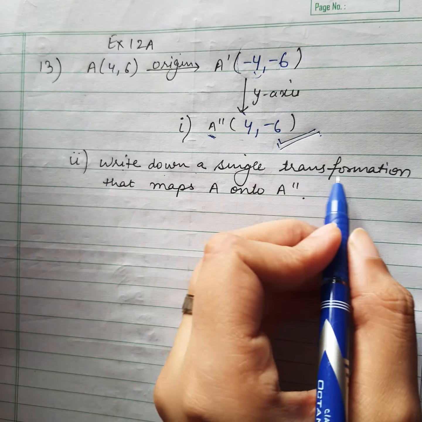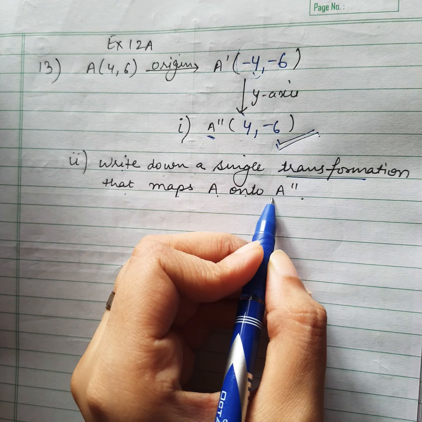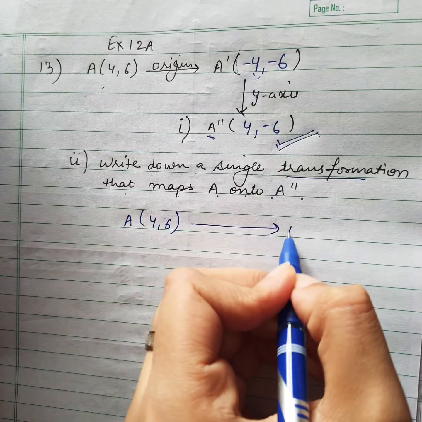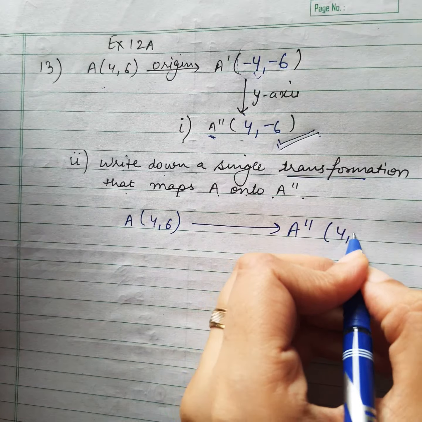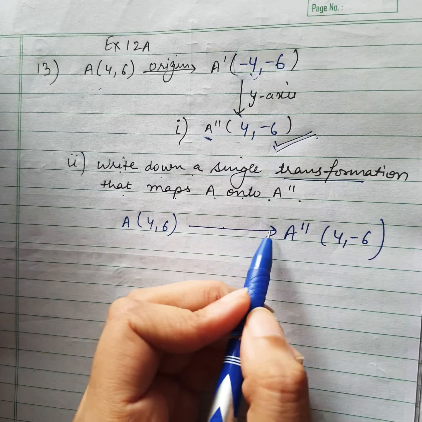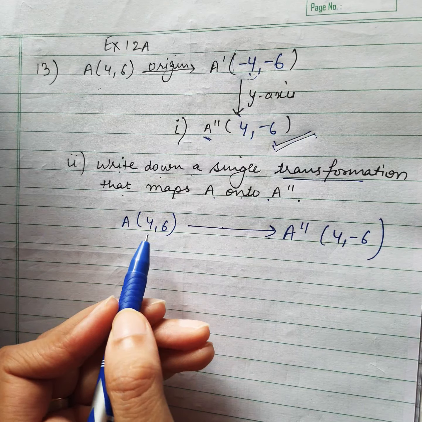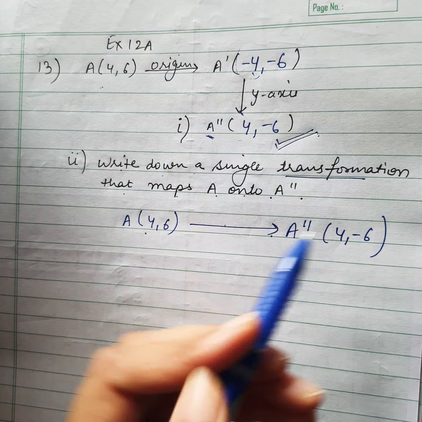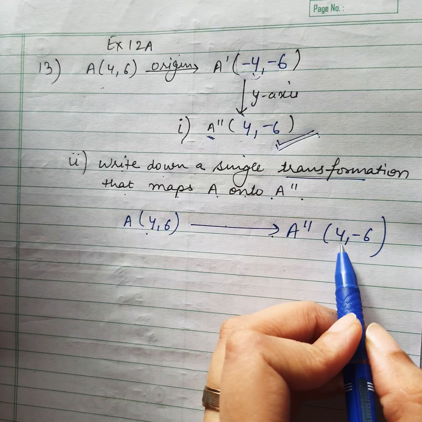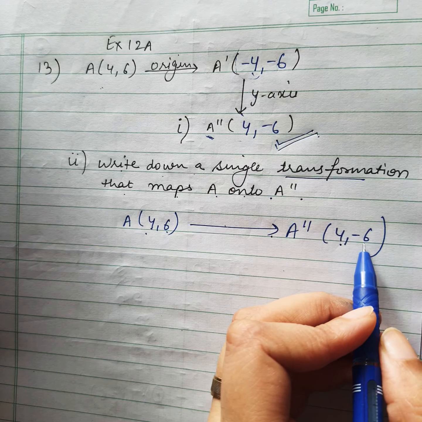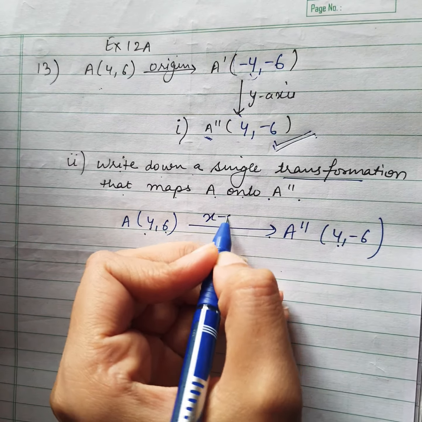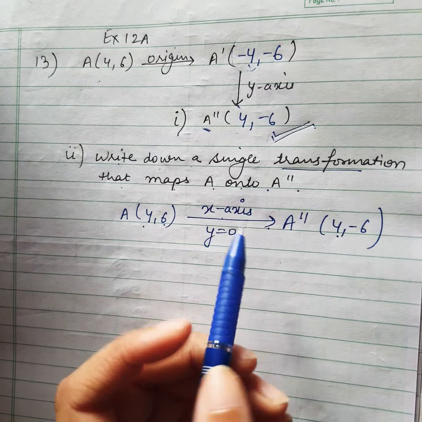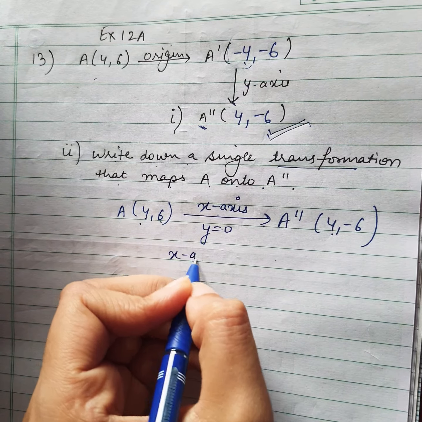Now write down a single transformation that maps A onto A double dash. A is the point (4, 6) and A double dash is (4, -6). We need to write the line of reflection which maps A to A double dash directly without going in two steps. So observe this, the x coordinate is the same, the y coordinate changed. The y coordinate changes when the reflection is along x-axis, or y equals 0. So the single transformation is reflection in the x-axis.